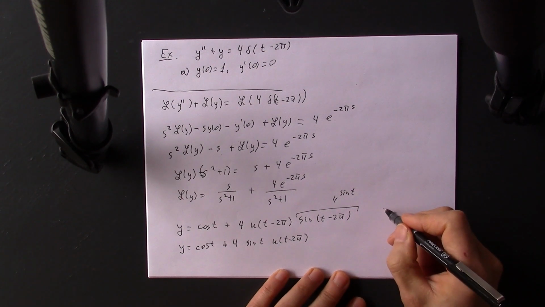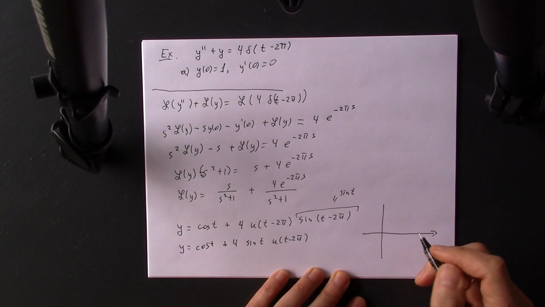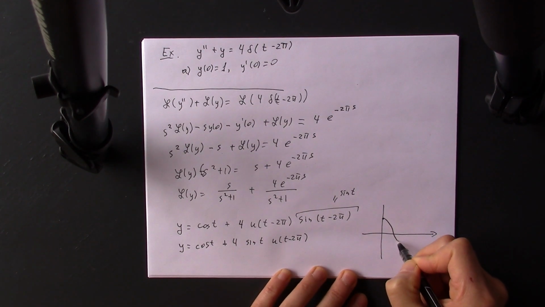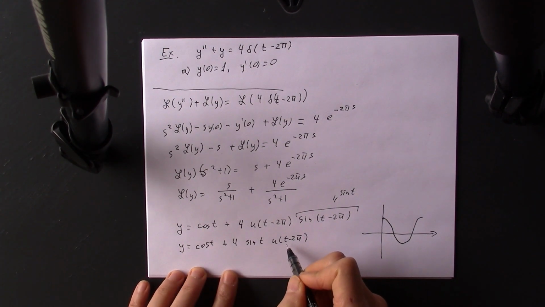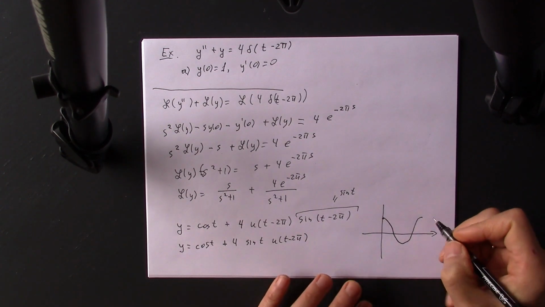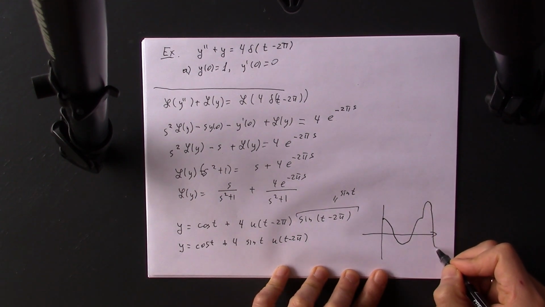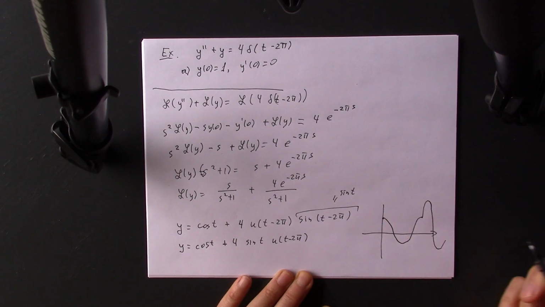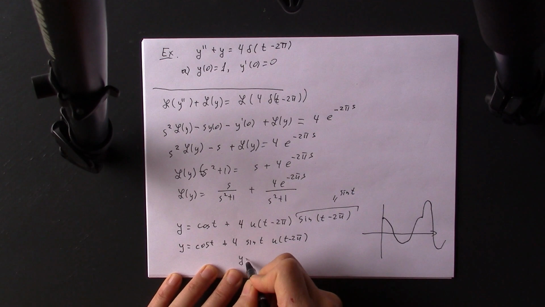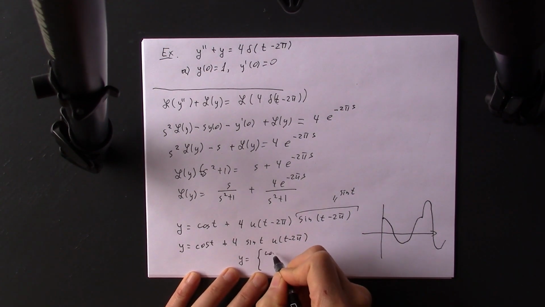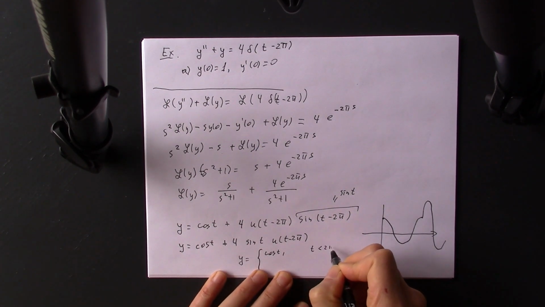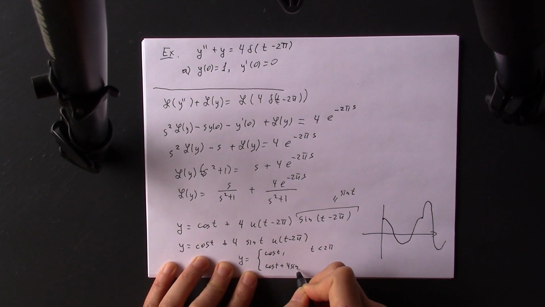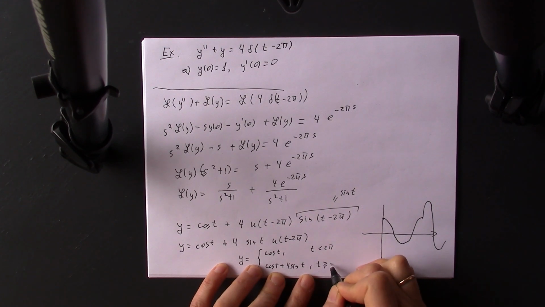If you want to get an idea of what is going on here, we have our function which behaves like a cosine, and then at 2 pi the new function also comes into play, and we have an immediate jump and it starts behaving slightly differently. That's where we have the effect of the Dirac delta function. If you like, we can also write our answer by cases. It equals cosine of t for t less than 2 pi, and then it equals cosine of t plus 4 sine of t when t is greater than or equal to 2 pi.